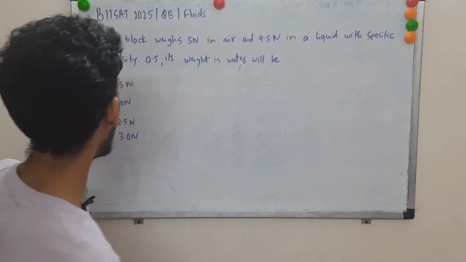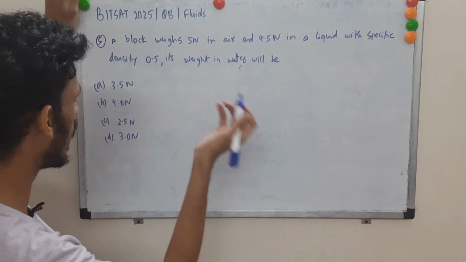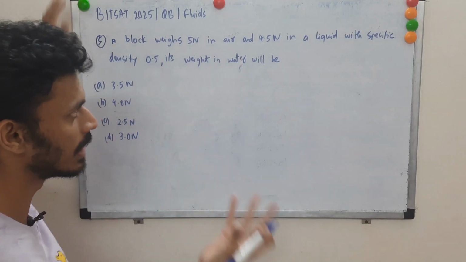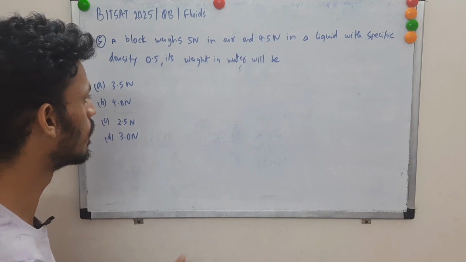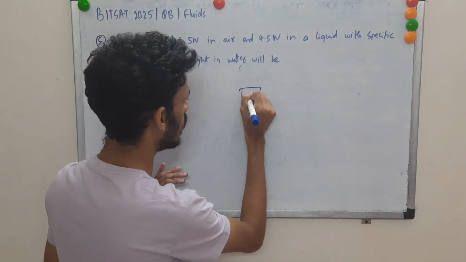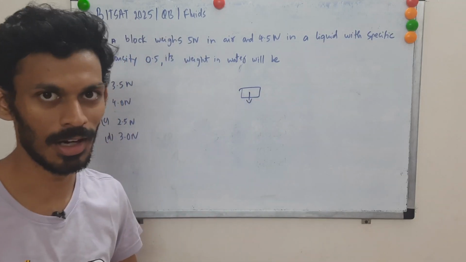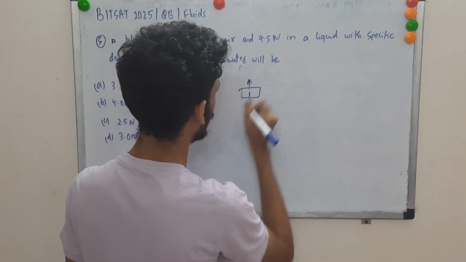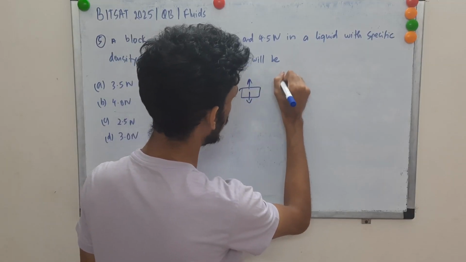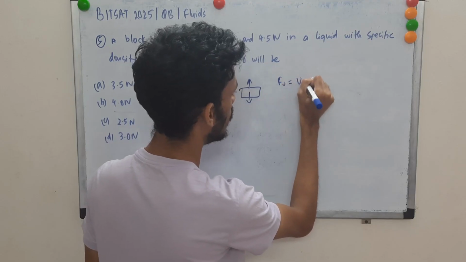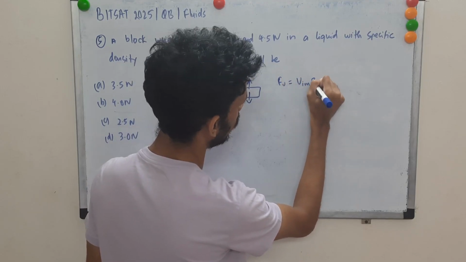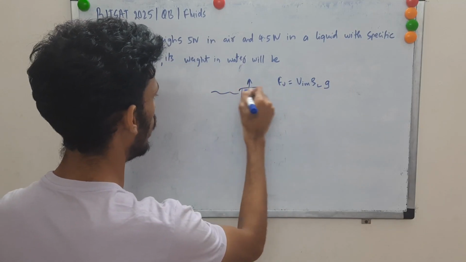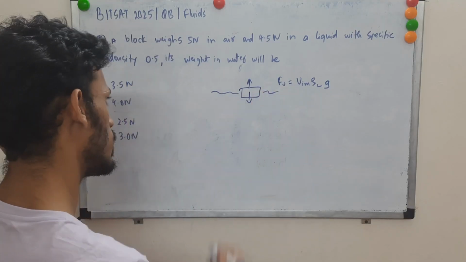Okay, so here we have a block which weighs 5 newtons in air, then it weighs 4.5 in a liquid, since there is some upthrust force, right? Once you immerse it in liquid, things become lighter, just like in water. So when it is placed in liquid, there is some upthrust force. You might know its formula. Upthrust force is given by volume immersed times rho, the density of the liquid, times g, okay? So that is the concept.